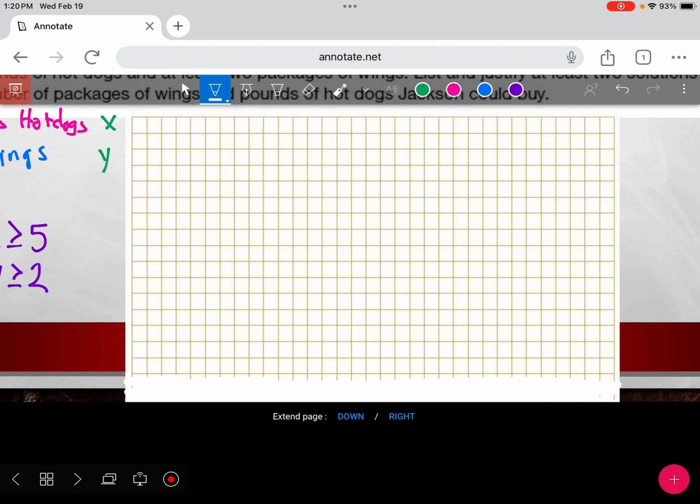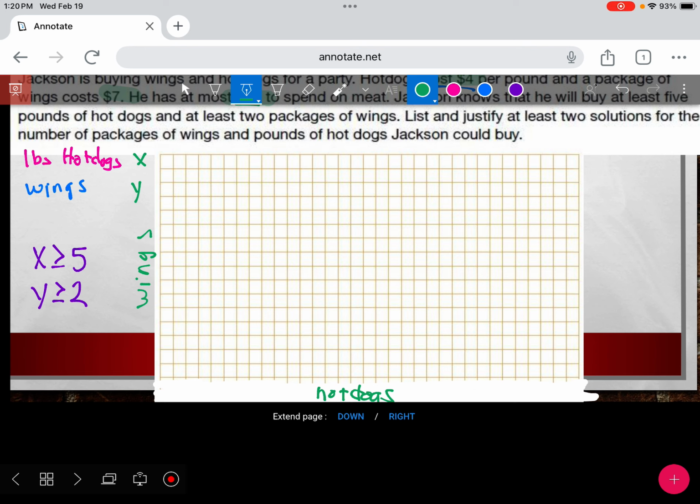So we picked our hot dogs to be X. So this guy down here, this is our hot dogs. And we picked our Y to be wings. So these are our wings. If we were to graph this by hand, what should we count by on each of these things? Am I going to wind up in the 200s like we were on our sweatpants problem? Probably not.